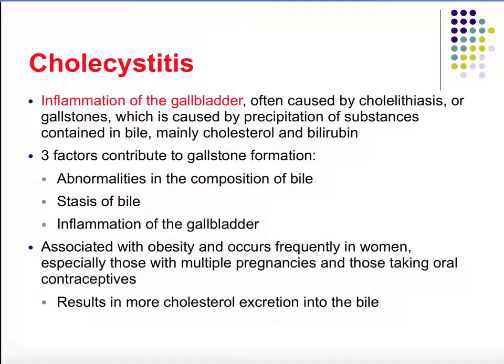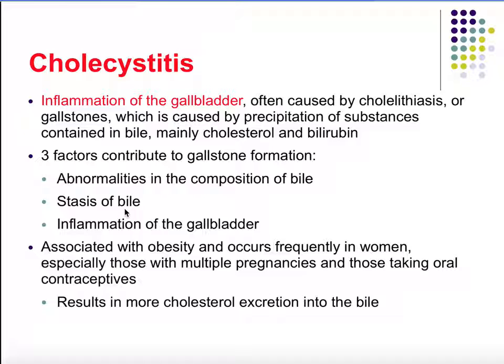So inflammation of the gallbladder is called cholecystitis. So itis is inflammation. And it's often caused by cholelithiasis, which is gallstones. And gallstones occur when we have precipitation of bile, because that's what's stored in our gallbladder. And bile is made up of things like cholesterol and bilirubin. And so when we start to alter the composition of bile by, let's say, having too much or too little, then the bile will start to precipitate, and that's how you can get gallstones. So that's one contributing factor to gallstone formation.